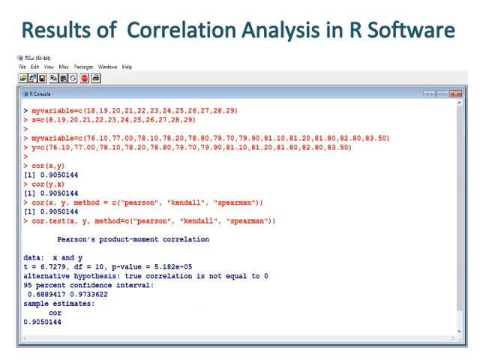Thus, we will reject H0 in favor of H1 and conclude that the true correlation is not equal to 0. The 95% confidence interval gives a lower bound value of 0.6889417 and an upper bound value of 0.9733622. At the end of the correlation test command it also computes the correlation between X and Y, which is 0.950144.